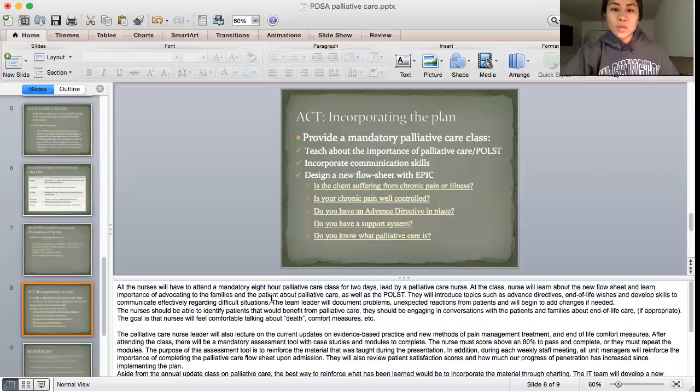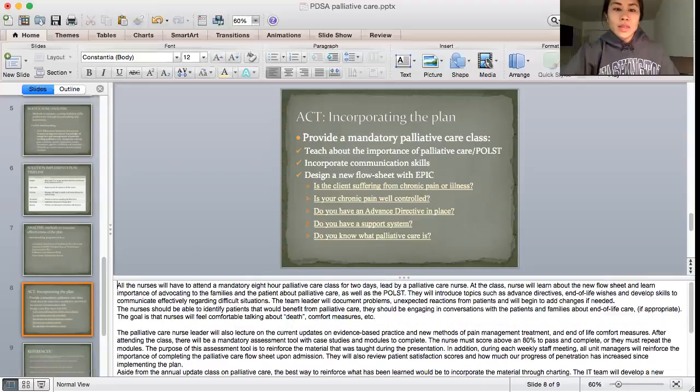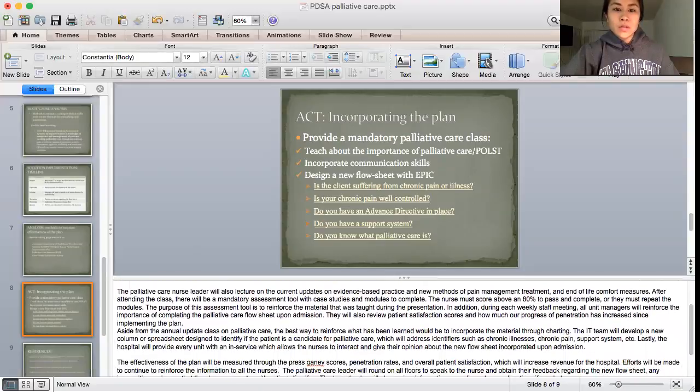The team leader will document problems and unexpected reactions from patients and will begin to add changes if needed. The nurse should be able to identify patients that would benefit from palliative care. They should be engaging in conversations with the patient and families about end-of-life care, if appropriate. The goal is that the nurse will feel more comfortable talking about death and comfort measures. The palliative care nurse leader will also lecture on the current updates on evidence-based practice and new methods of pain management treatment and the end-of-life comfort measures.